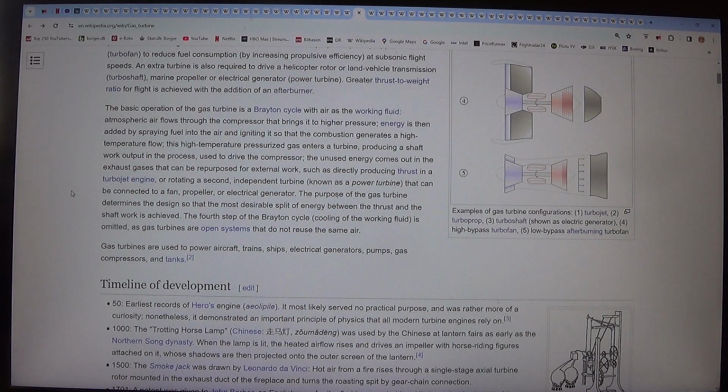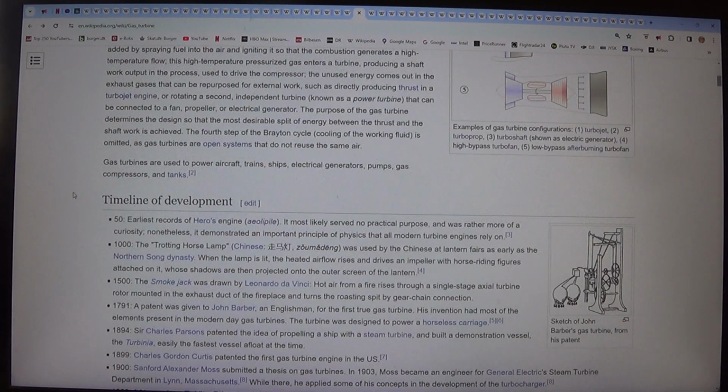The purpose of the gas turbine determines the design so that the most desirable split of energy between the thrust and the shaft work is achieved. The fourth step of the Brayton cycle, cooling of the working fluid, is omitted, as gas turbines are open systems that do not reuse the same air. Gas turbines are used to power aircraft, trains, ships, electrical generators, pumps, gas compressors, and tanks.